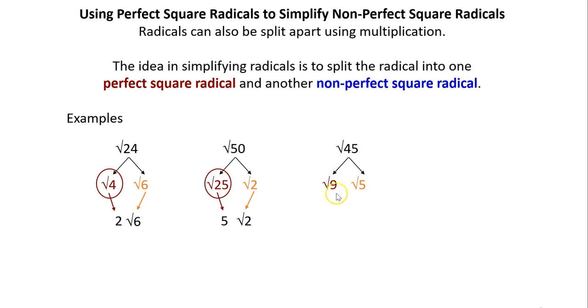Square root of 9 times square root of 5. 9's my perfect square. It's going to be 3. 5 does not simplify. There's your final answer right there. Last one for this method.